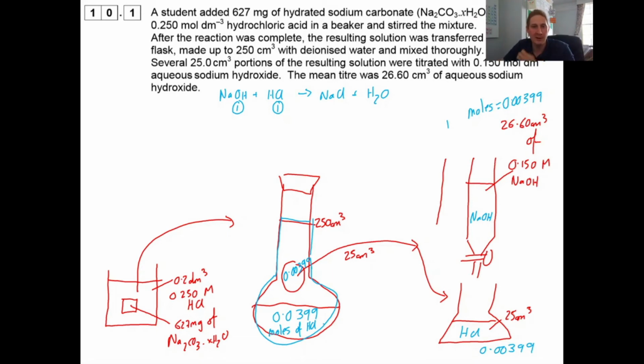Looking over here, we know that we started off with 0.2 decimeters cubed of 0.250 molar hydrochloric acid. So the moles of HCl at start is concentration 0.250 times volume 0.2, which equals 0.05 moles. Right, so we started with 0.05 moles.